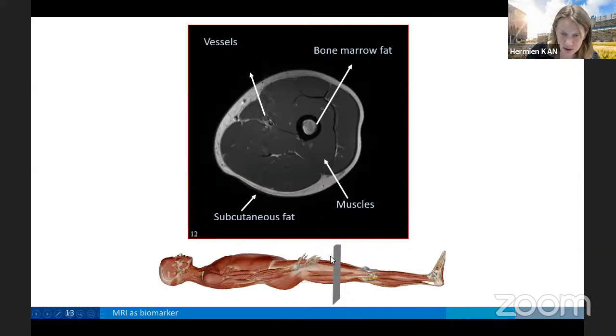So this, what you see here, is a transverse slice through the upper leg. And what we see is the bone in the middle, right? You have one large bone in your upper leg, where the bone itself is black. And the white here is bone marrow fat. So that's bright in this image. This is a T1 weighted image, as you would say it. Then we see some blood vessels. We see all kinds of different muscles. So the quadriceps here at the front and the hamstrings at the back. And we see the subcutaneous fat, which is surrounding the leg, basically.